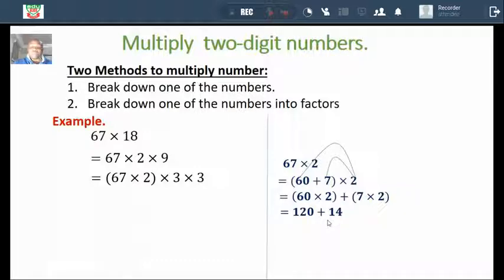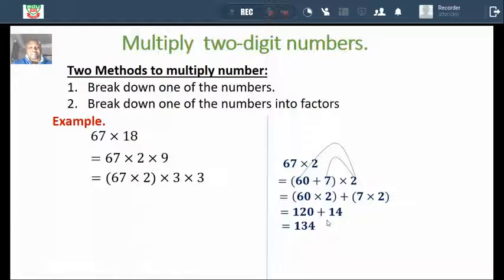Then we have 120 plus 14. There we are. You want to chop 14, you can chop it. 120 plus 10, 130. 130 plus 4, 134. Easy when they are chopped, chop it. Now we have 134. What do we do?